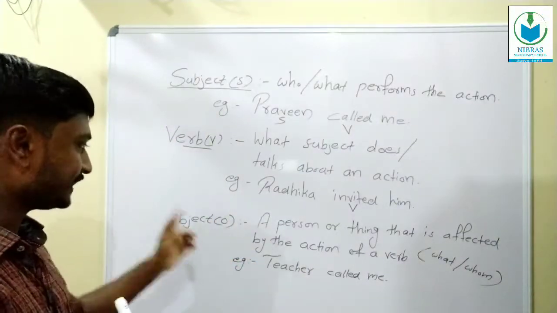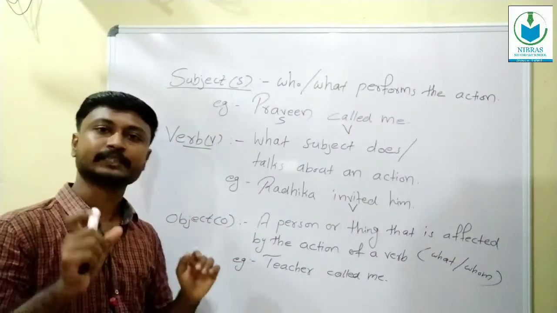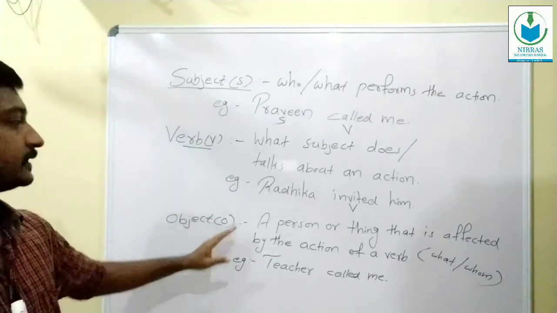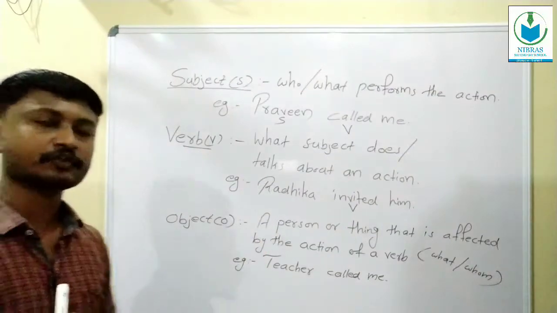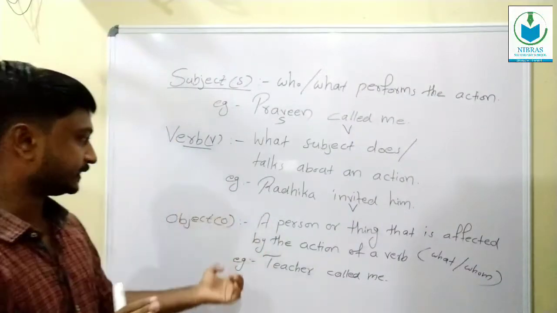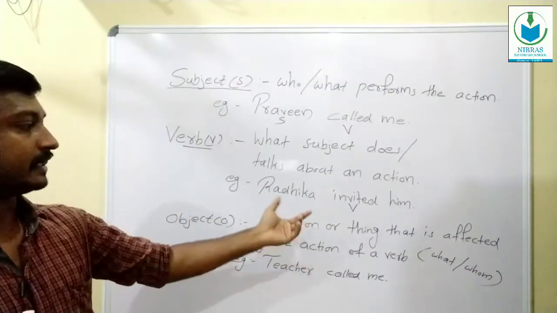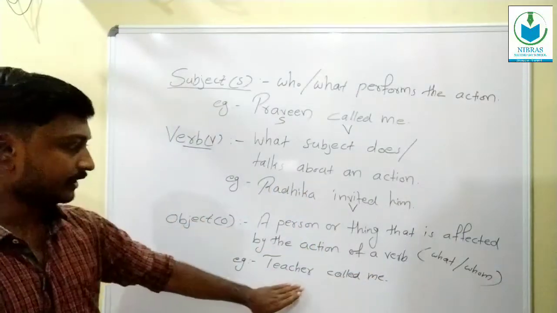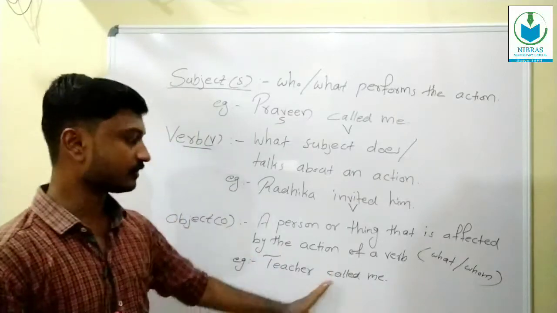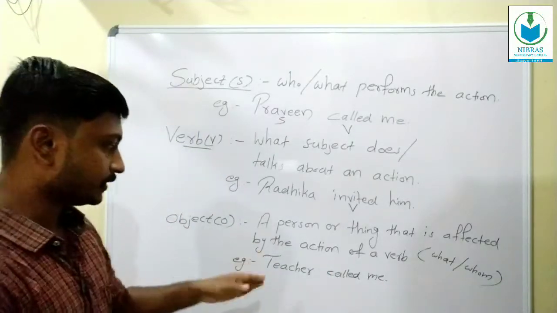Okay. Then what is an object, or O? An object is a person or thing that is affected by the action of a verb. For example, teacher called me. Okay, let's examine this sentence.